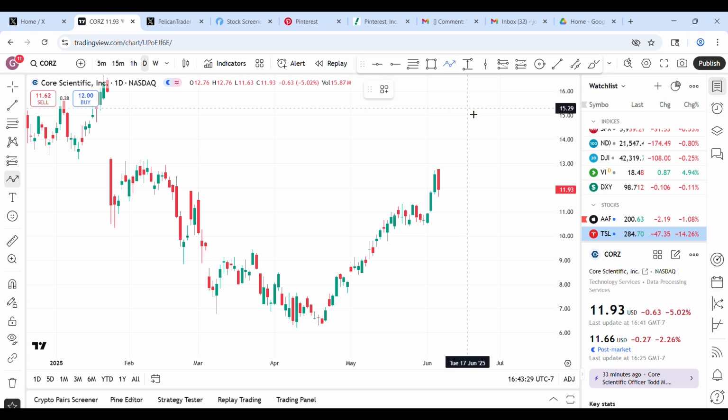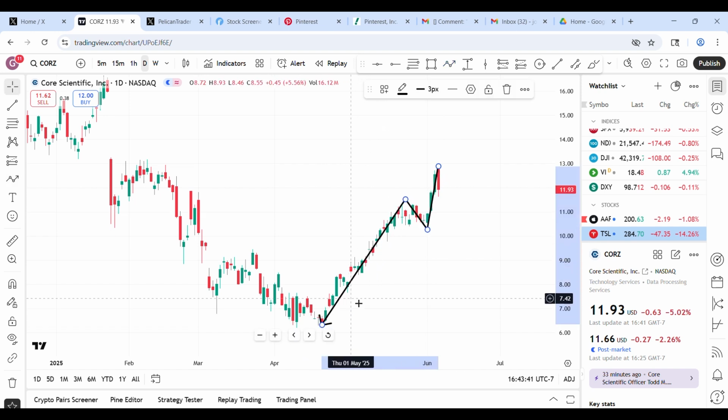We'll do that by simply identifying the two most recent highs and the two most recent lows. So from high to low, low to high, high to low, we'll notice that as they move from left to right, the highs are moving higher. As they move from left to right, the lows are also moving higher. And that's the definition of an uptrend.